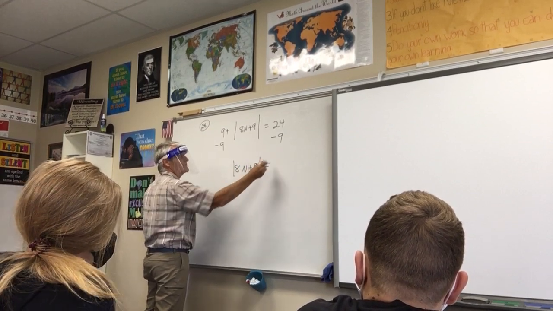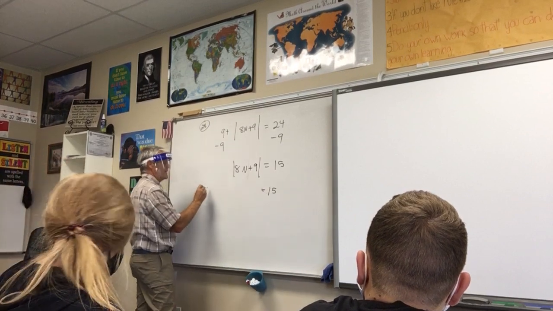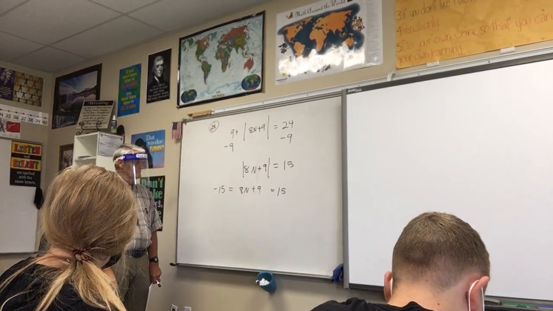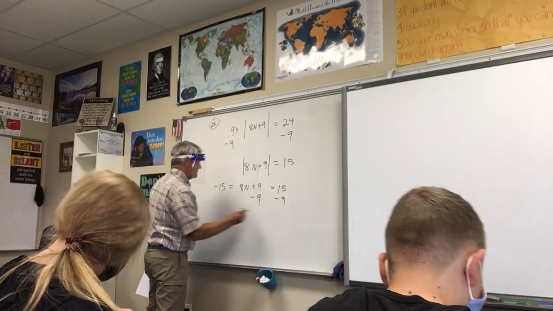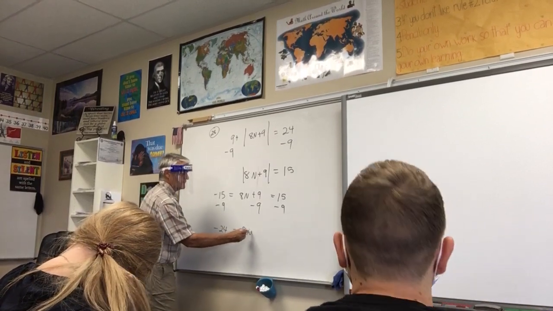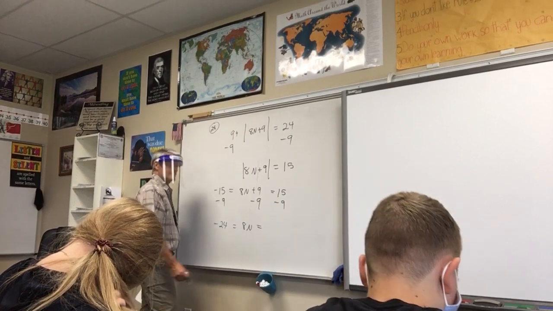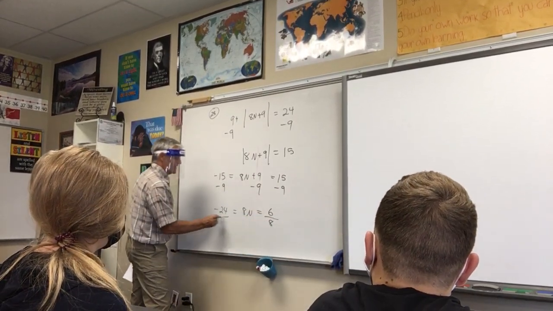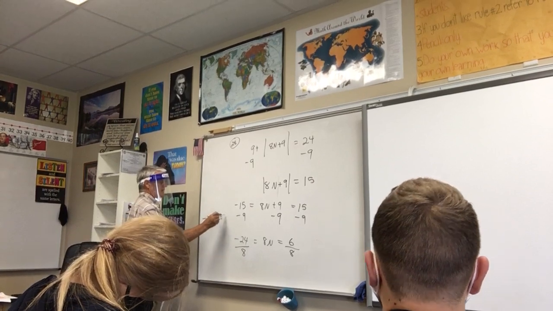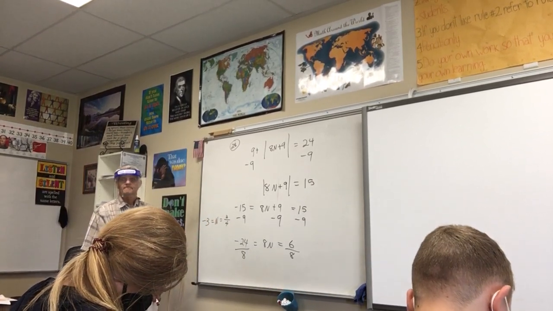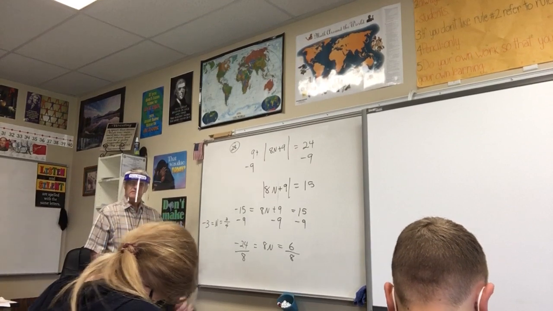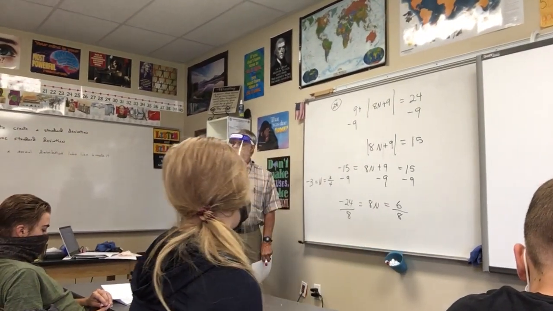Equals 15. So I take a positive 15 and a negative 15, and that equals 8n plus 9. And then you're going to minus 9 again. Negative 24. Six. Divide by eight. Negative 3 equals n, or it can be negative 3 or positive 3/4. I'm done. Clear as crystal blue? Yes, sir. Which one was it? 22.